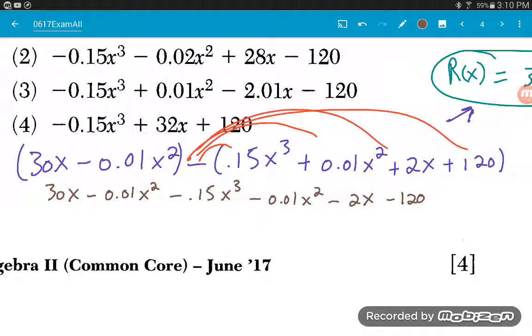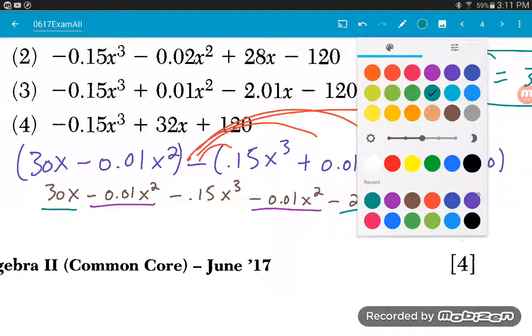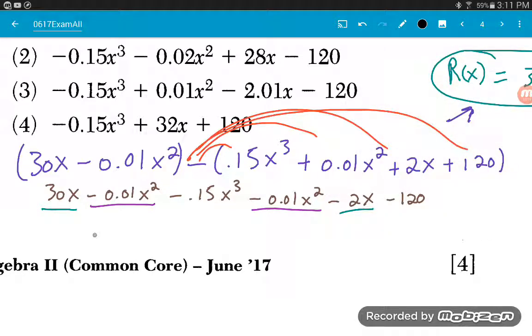Now I just combine my like terms. I'll use different colors to underline the different terms that are like. This is an x squared, and this is an x squared. This is an x, and this is an x. And the other two terms are all their own. There's nothing like with them. So I'm just going to bring them down in size order with the exponents.